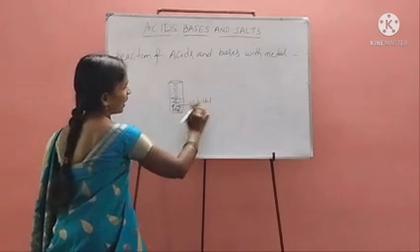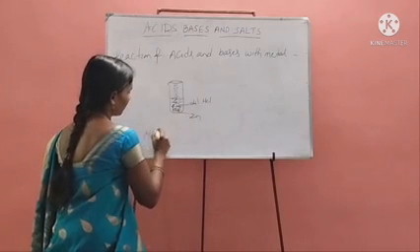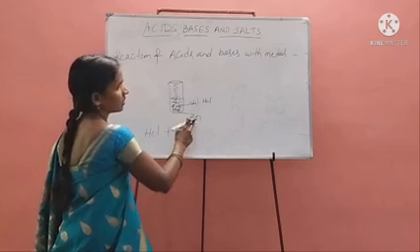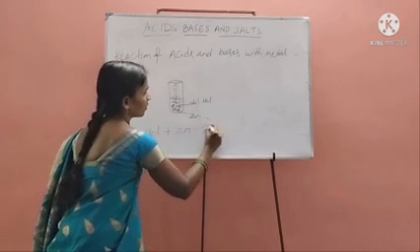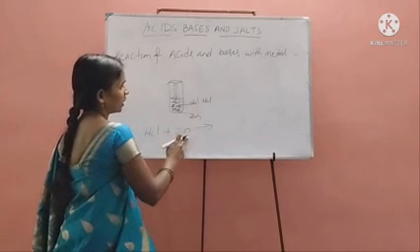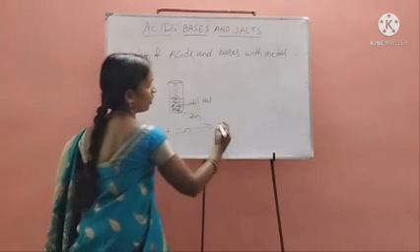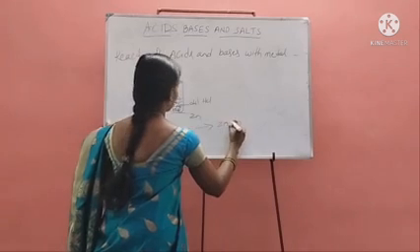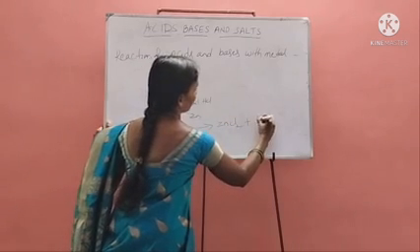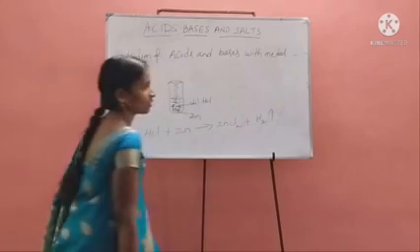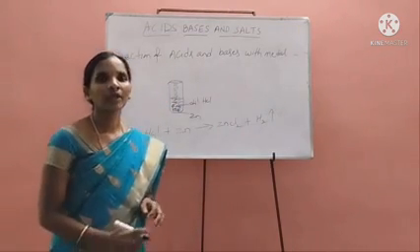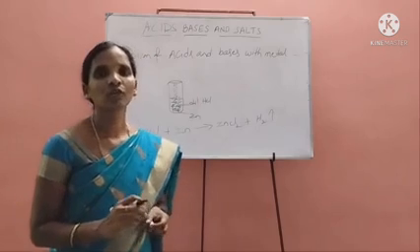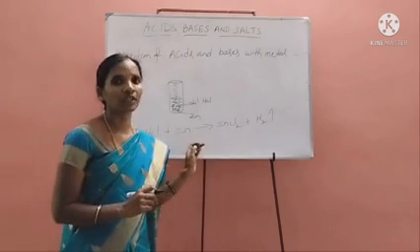See here, acid is HCl plus metal is zinc. They react with each other to form salt and hydrogen gas. They release the hydrogen gas. Acids react with metal to form salt and hydrogen gas.